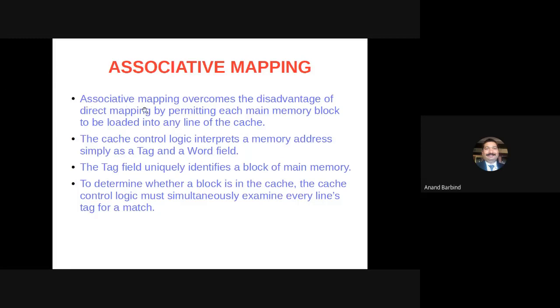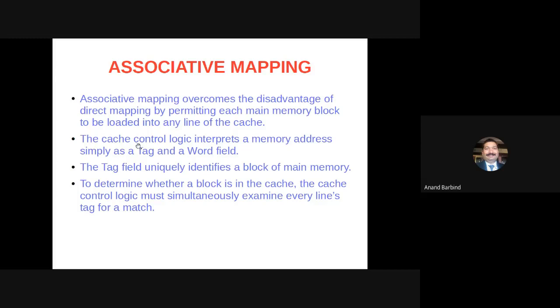So the alternative mapping method is associative mapping, which overcomes the disadvantage of direct mapping by permitting each main memory block to be loaded into any line of the cache. The direct mapping has the constraint that you can store a particular block from the main memory only into a particular line, whereas there is no restriction in the associative mapping, and a block from the main memory can be stored into any line in the cache.